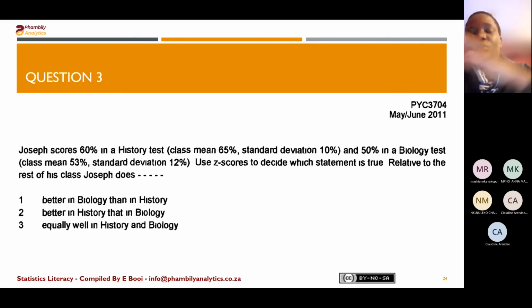You will need to calculate, do it the same way as we did with the Z-score for the mathematics and the subjects and all that for Patrick. You can do it for John, even though this is not in a table format, but the same concepts are still similar. So use the Z-score to decide which statement is true relative to the rest of John's class. So you need to check whether John performed better in biology than in history, or better in history than in biology, or equally well in history and biology by comparing the Z value.